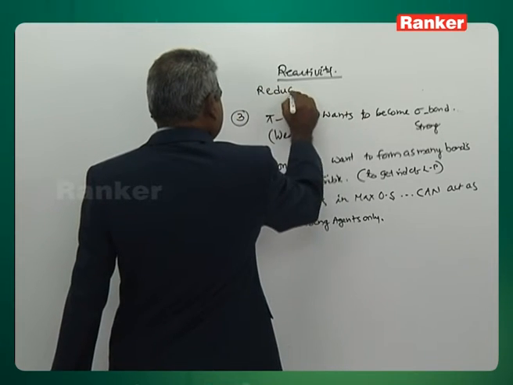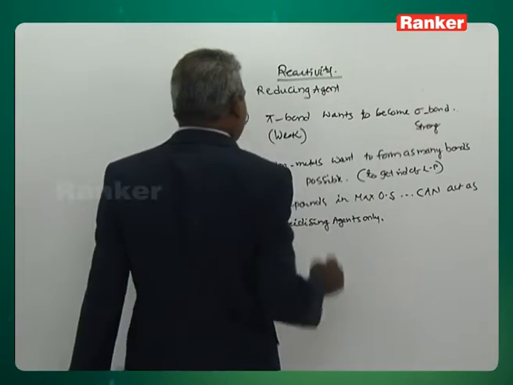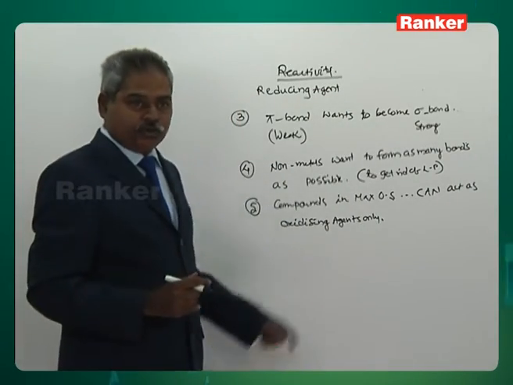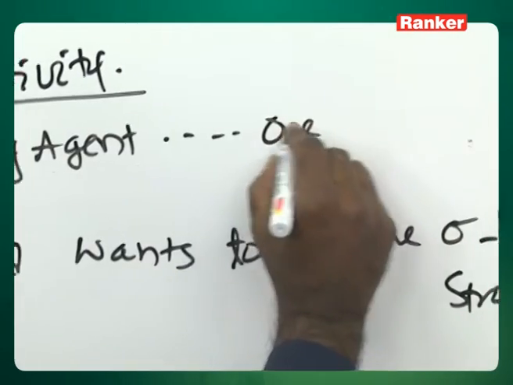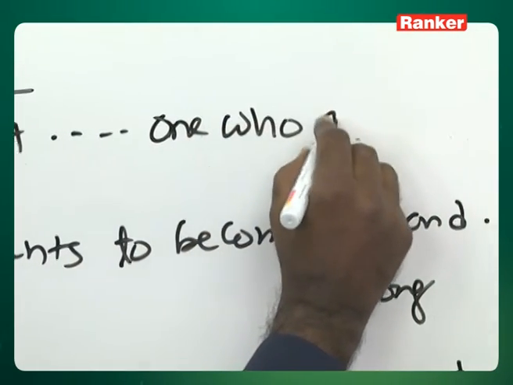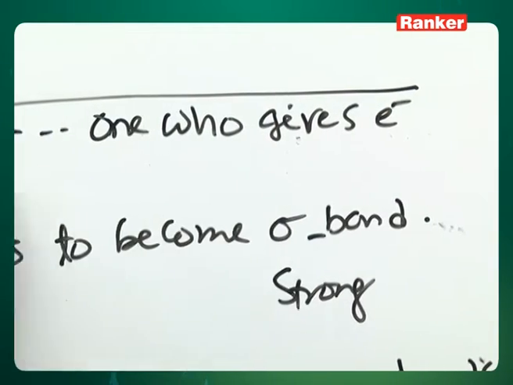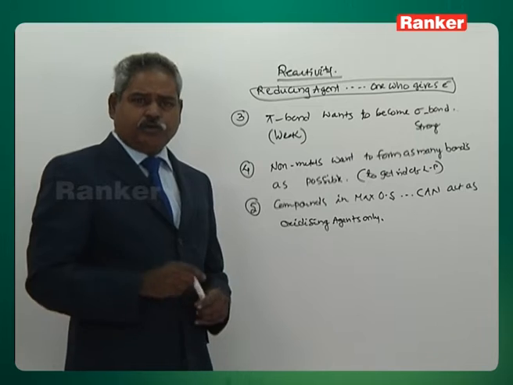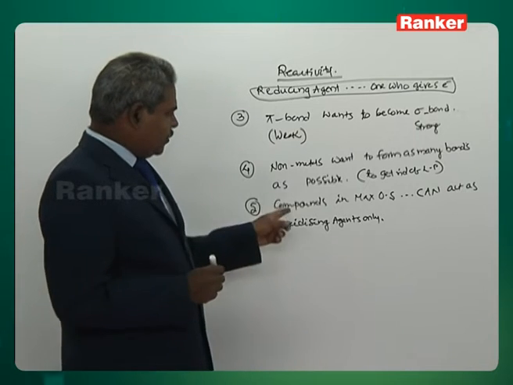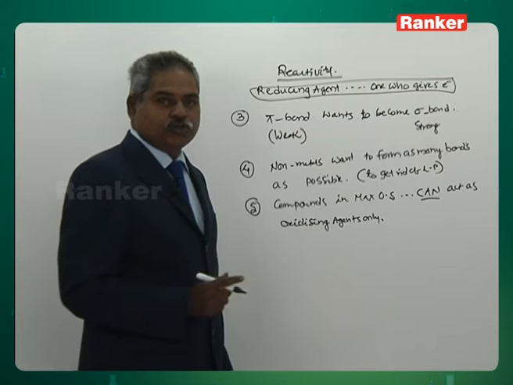Behind every redox reaction, you should have this: a reducing agent is one who gives electrons. I discussed this earlier, but keep it at the back of your mind in every reaction. Compounds in maximum oxidation state can act as oxidizing agents only.